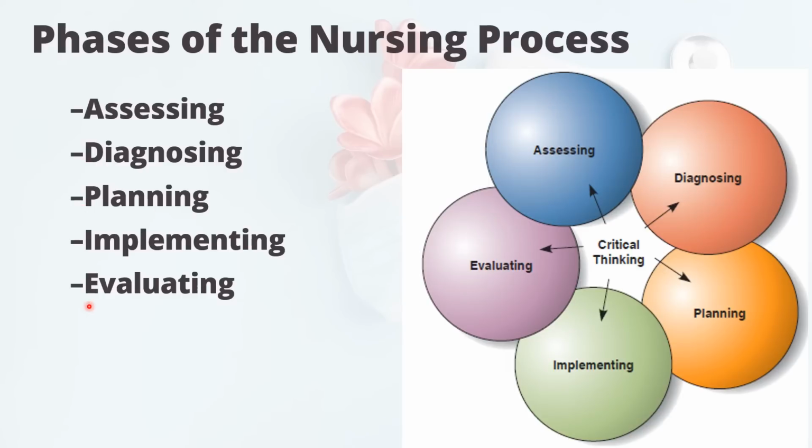ADPIE, and we do this in order, okay? We do this in order. We don't go directly to planning without assessing. So we do assessing first, we diagnose, and then we plan, and then we implement, and then we evaluate. And since this is cyclical, after evaluation, then you might need to go back to assessment. Or during planning and implementation, you will find that you have to go back to assessing. Okay? Nevertheless, these are the phases of the nursing process.